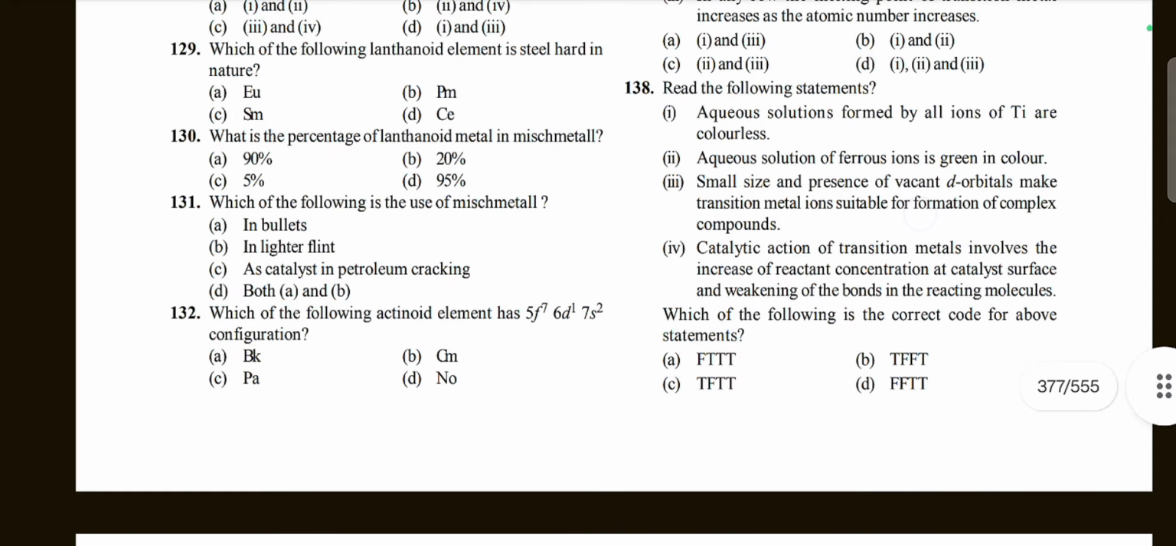Read the following statements. Which of the code is correct? So, aqueous solution formed by all ions of Ti are colorless. No, false. The aqueous solution formed by Ti3+ is purple in color. So, first statement is false. Aqueous solution of ferrous ions is green in color. Yes, true. Small size and presence of vacant d orbitals make transition metal ions suitable for formation of complex compounds. Yes, true. Catalytic action of transition metals involves the increase of reactant concentration at catalyst surface and weakening of the bonds in the reacting molecules. Yes, true. So here option A will be correct.